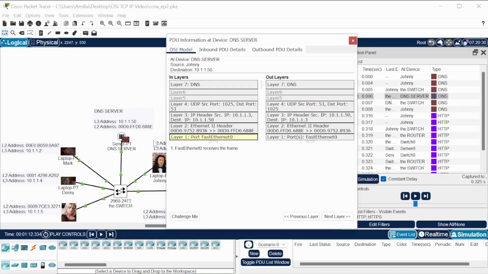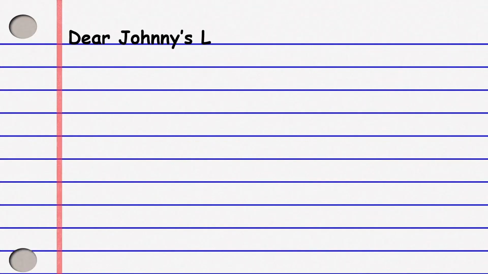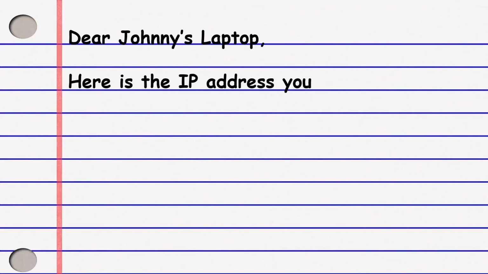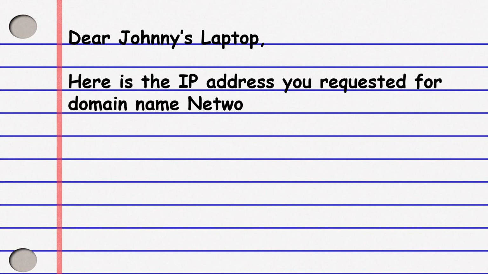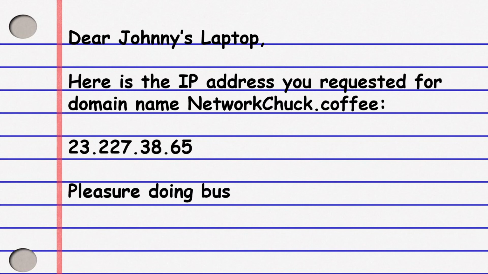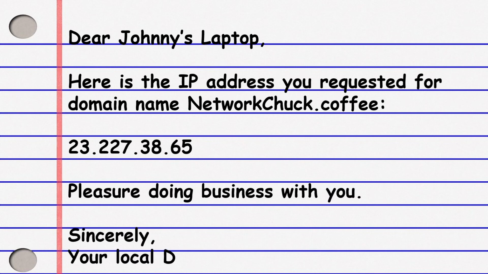But the DNS server will read it and say, this is for me. Yes, that's my MAC address layer 2. Yes, that's my IP layer 3. Okay, this is UDP layer 4, so I don't need to send an acknowledgement or reassemble data in a set order. Oh look, layer 7. They want to know the logical address for networkcheck.coffee. I totally have that. Dear Johnny's laptop, here is the IP address you requested for domain networkcheck.coffee, 23-227-3865. Pleasure doing business with you. Sincerely, your local DNS server.